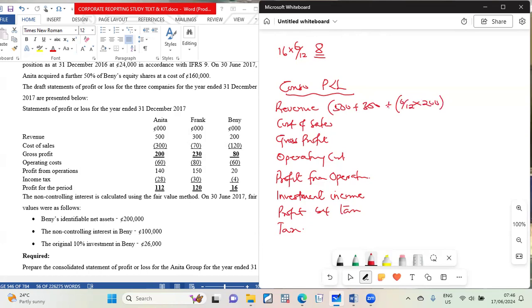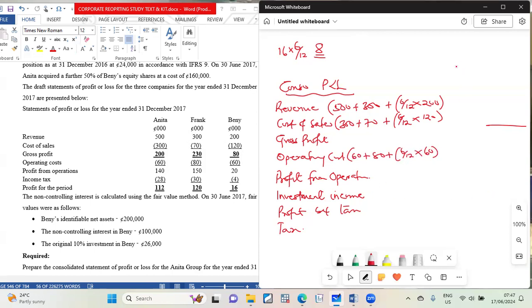That is that. If there were any intra-group, you know what to do, all right? So that is that. Cost of sales, we have 300 plus 70 plus 6 months of this. So that is that. Okay. Now we get our gross profit. Okay. Operating cost, that is 60 plus 80 plus 6/12 of the 60. All right. So that is what we have. Then we get our operating profit.